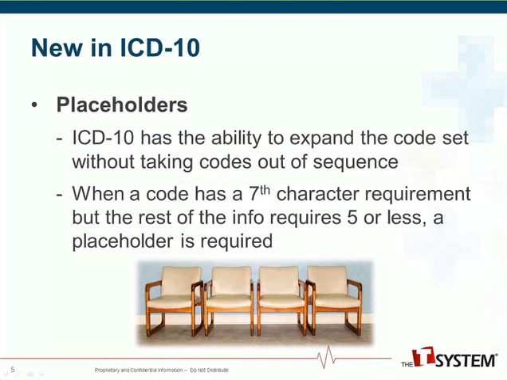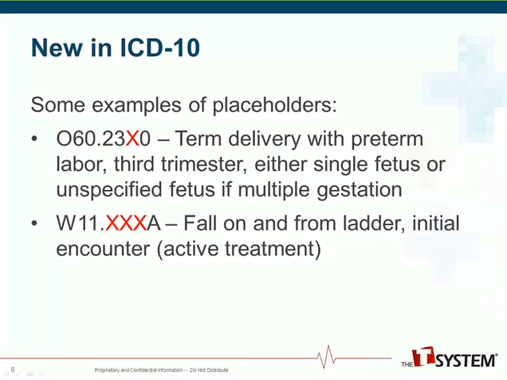So when a code has a 7th character requirement, but the actual information in the code has 5 or fewer characters, a placeholder is required. Here's a couple examples of that. I'm bringing back that obstetrical code that we just saw. Here's the 7th character, the 0, and 060.23 is actually the full specificity of that code, but we have to have that 7th character to indicate which fetus it is, so we have to have an X placeholder.